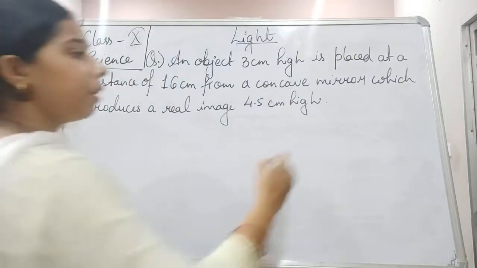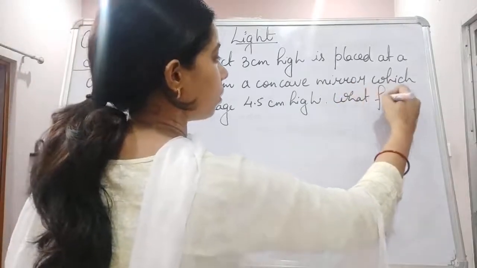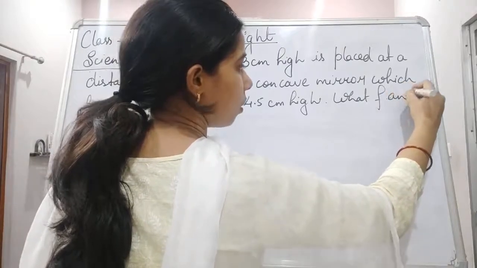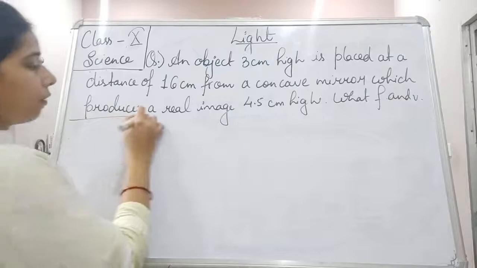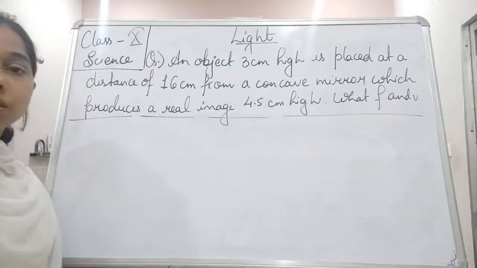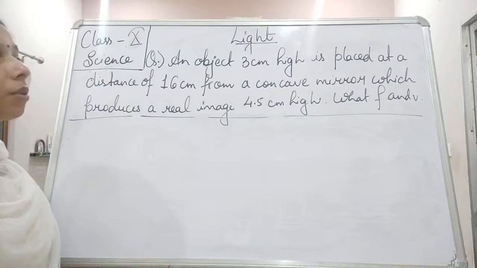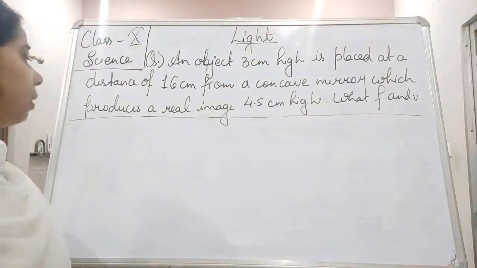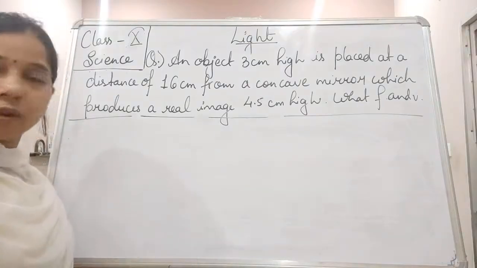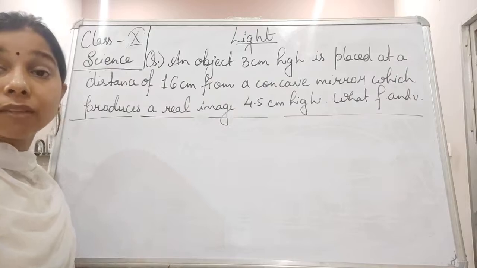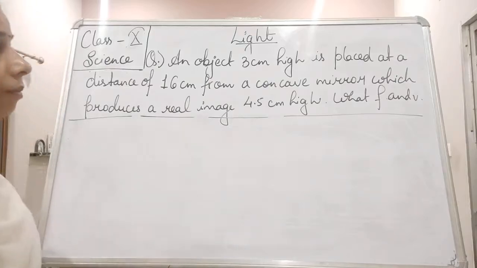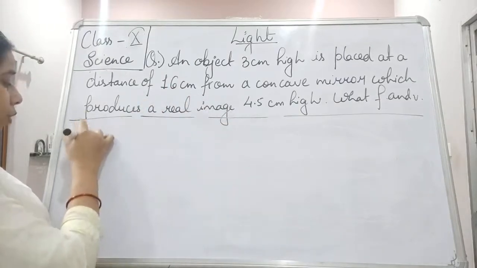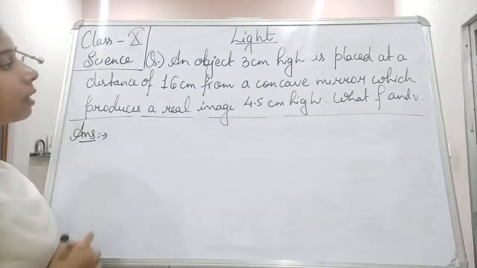That is, what will be F and position of image. That is F and V. What will be F and V? This is the question. The object is 3 centimeter high. It is placed at a distance of 16 centimeter from a concave mirror which produces a real image. So the nature of the image is already given. We simply have to find the focal length as well as the position of the image. So you can see here, students, the things which are given to us.